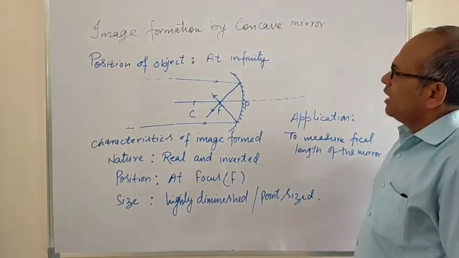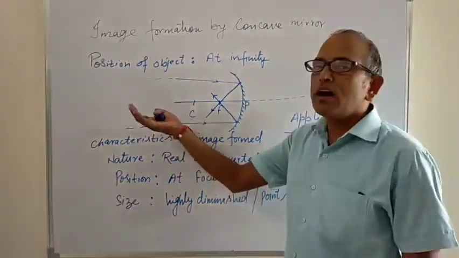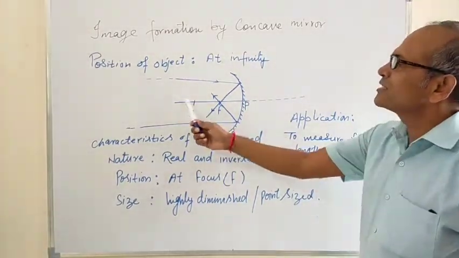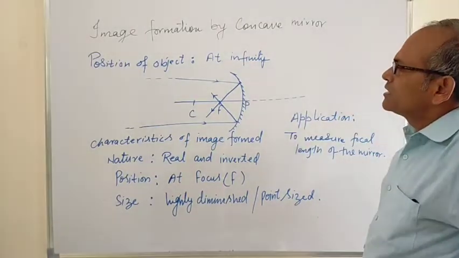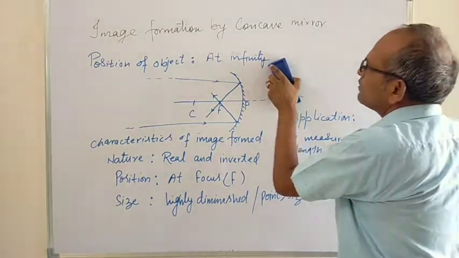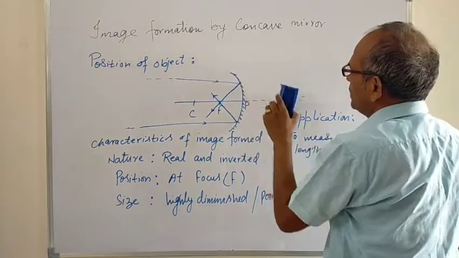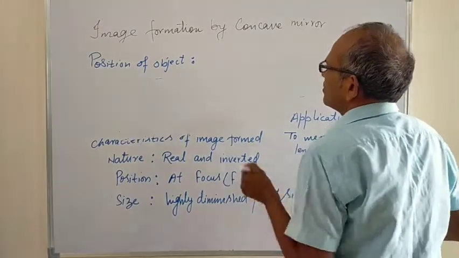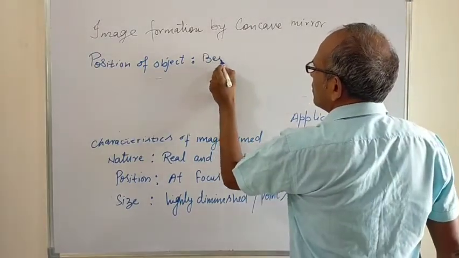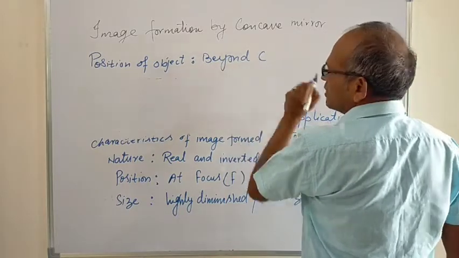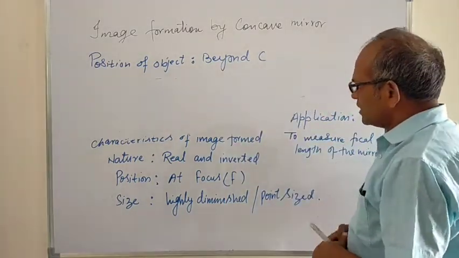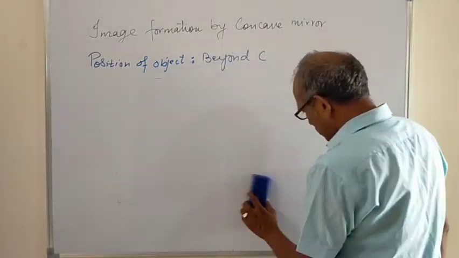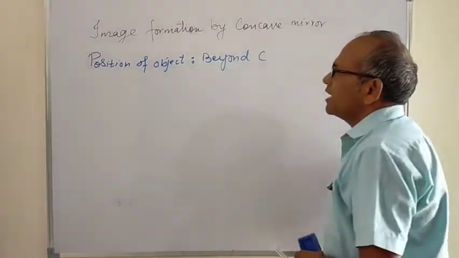Okay, so this is the application. Now second, as I have promised that I'll bring the object nearer. So second, what will be the position? Beyond C, anywhere beyond C we are placing the object. So the position of the object will be beyond the center of curvature C. Let's see again what is the nature of the image formed, and its position and size.